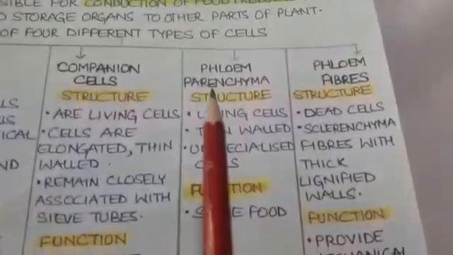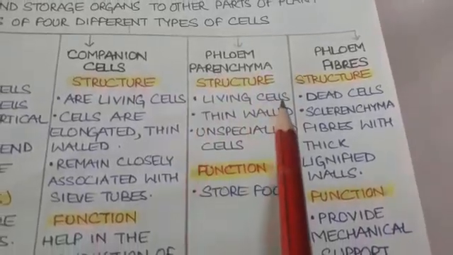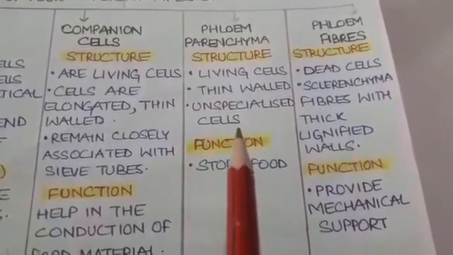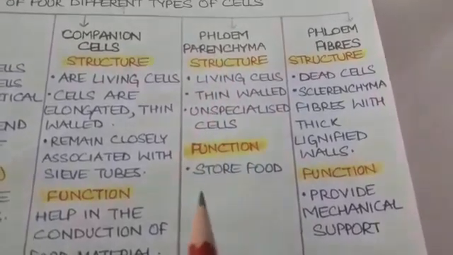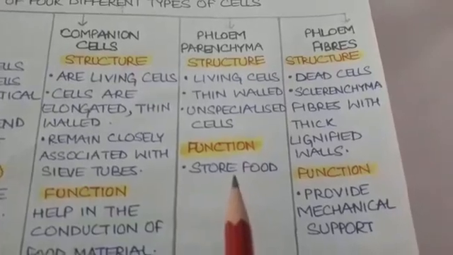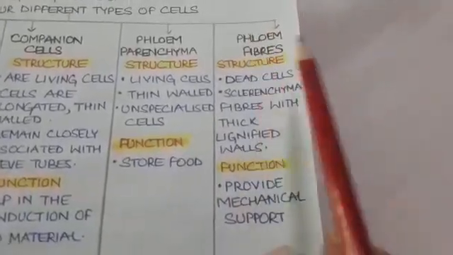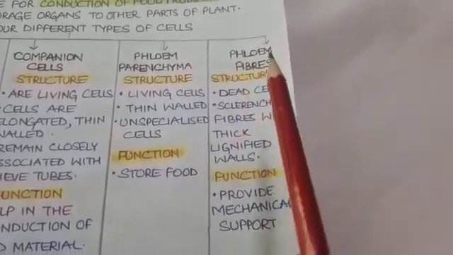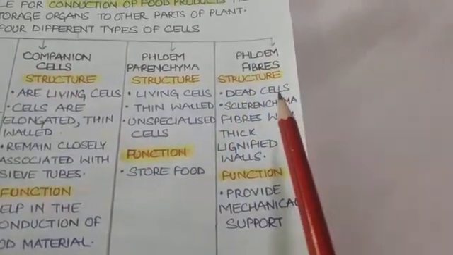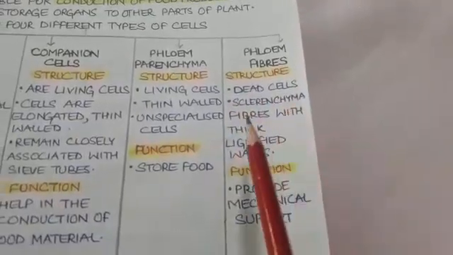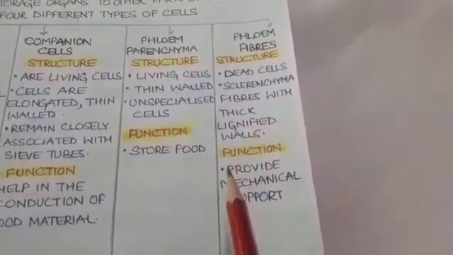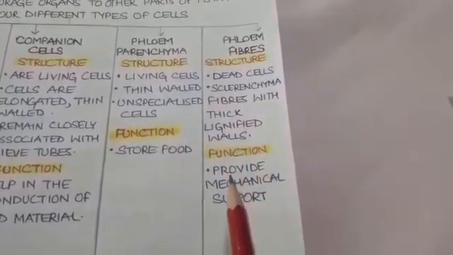The third type of cells are phloem parenchyma. Again, these are living cells. These have thin walls and they are unspecialized cells, and the function of phloem parenchyma is to store food. And the fourth type of cells in phloem are phloem fibers. These are the only dead cells in phloem. They are sclerenchyma fibers and they have thick lignified walls. And the function of phloem fibers is to provide mechanical support.